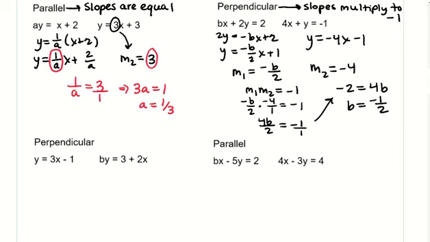Honestly, I think this is probably the most difficult type of problem that we're going to see today. So I'm going to have y'all try the next two. Work the next two. I'll freeze it. You can check your answer against mine.